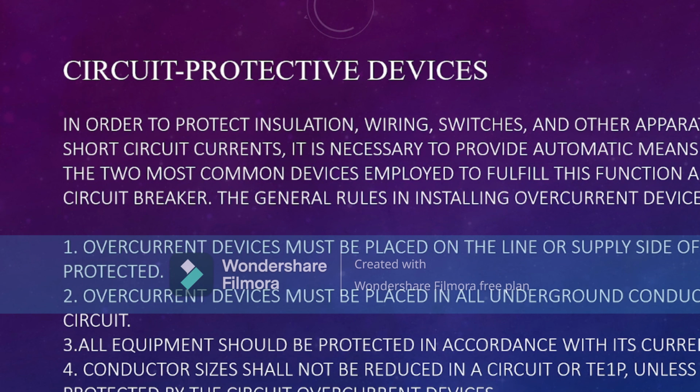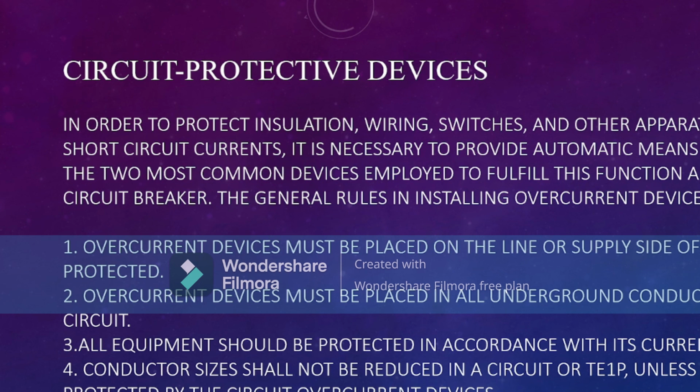Circuit protective devices. In order to protect insulation, wiring, switches, and other apparatus from overload and short-circuit currents, it is necessary to provide an automatic means for opening the circuit. The two most common devices employed to fulfill this function are the fuse and the circuit breaker. The general rules in installing overcurrent devices are: number 1, overcurrent devices must be placed on the line or supply side of the equipment being protected.